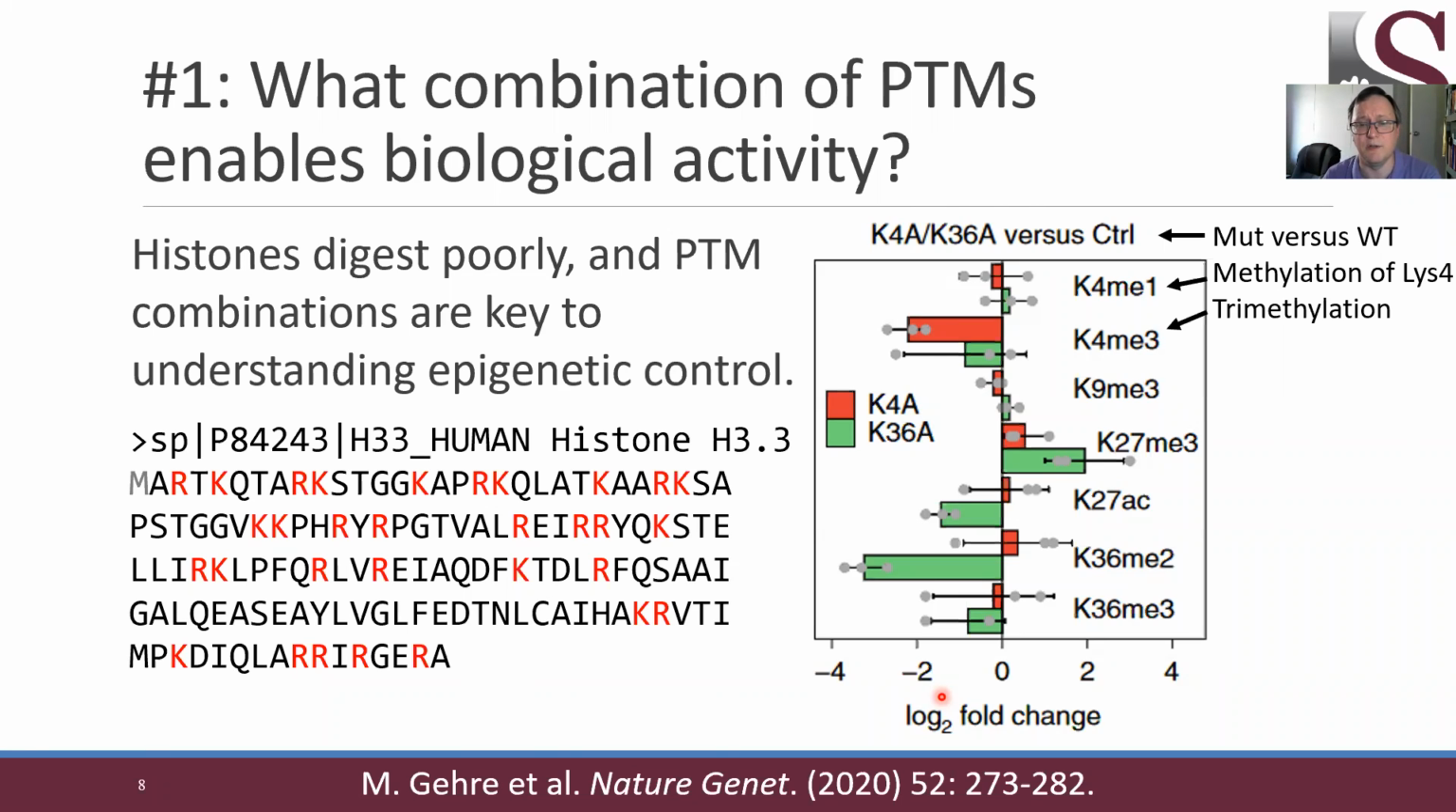Here I'm showing the sequence for human histone H3.3. Now you'll note that I've marked every arginine and lysine in the sequence in red. And the reason for this is that if you use trypsin on histone 3.3, those red amino acids are your indication of where trypsin is likely to cut. So if you were to digest this protein in trypsin, you would get a whole lot of very, very short peptides.